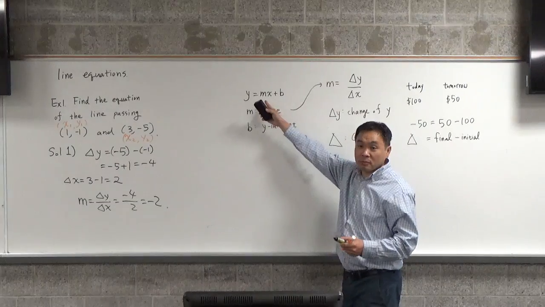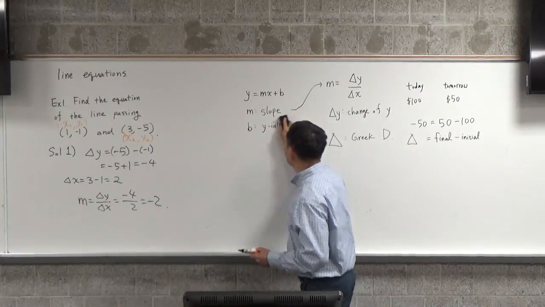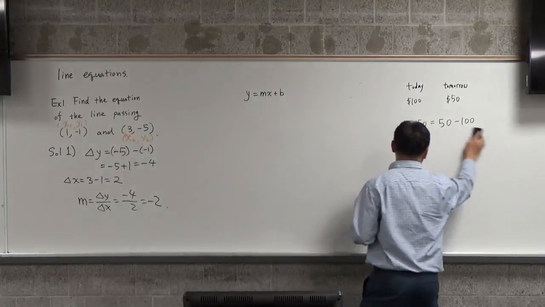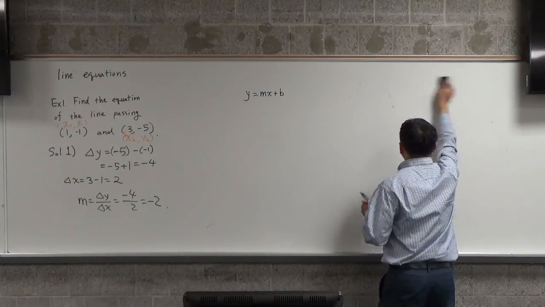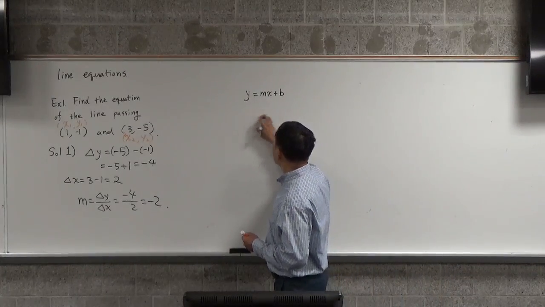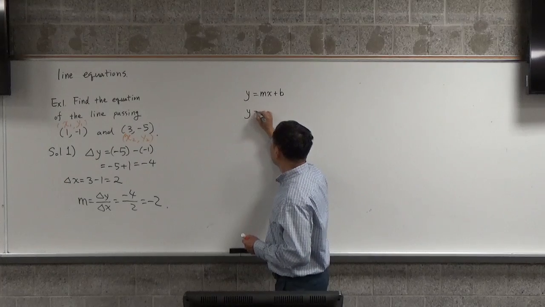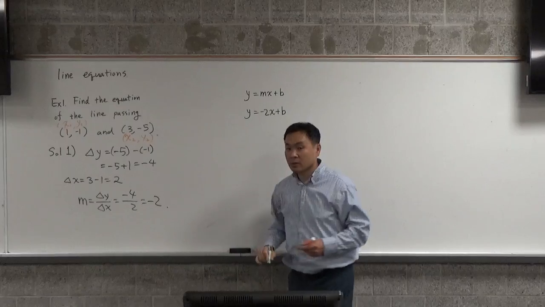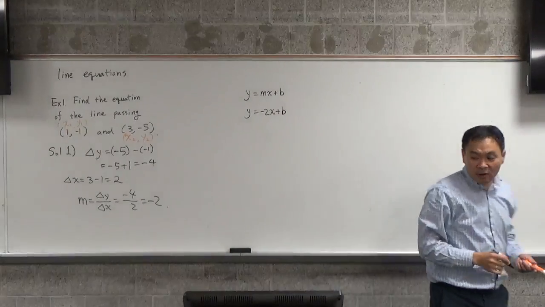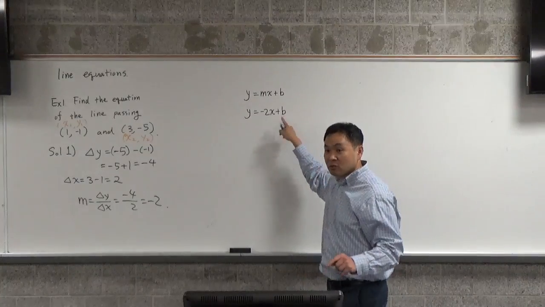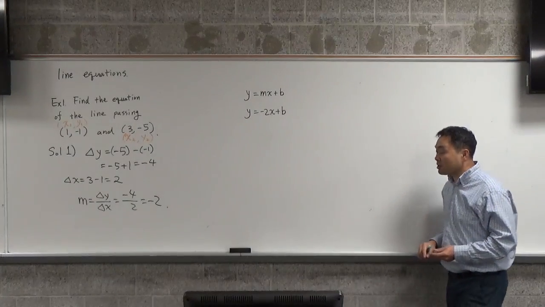So we got the slope, which means we can take this formula that we're given, this is the line equation, and happily replace this m by -2x plus b. And that immediately tells us that the next thing I need to figure out is the b, which is the y-intercept. We have to figure out the y-intercept.